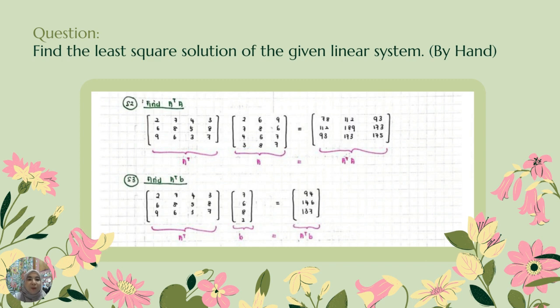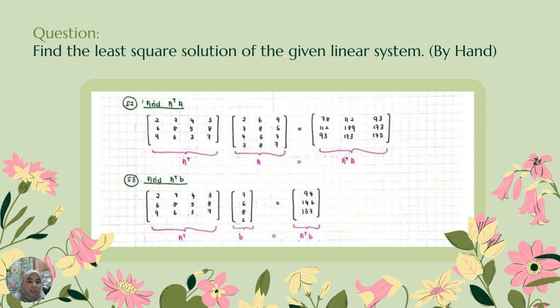Next, we have step 2 and step 3. We can solve the system by taking the transpose of A and multiplying it by A. So, in other words, find A transpose times A and A transpose times B.